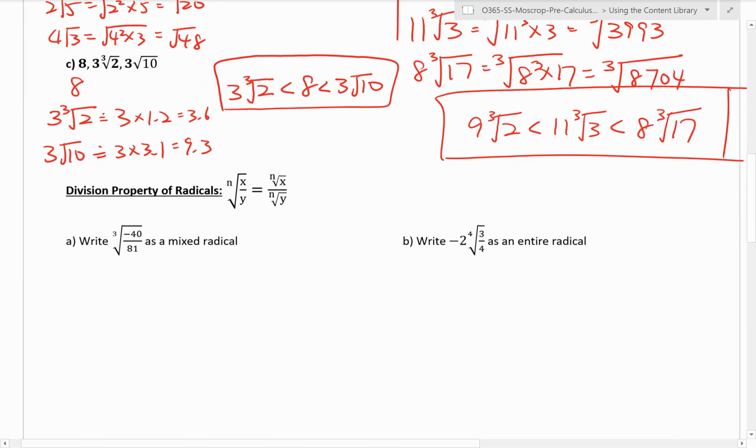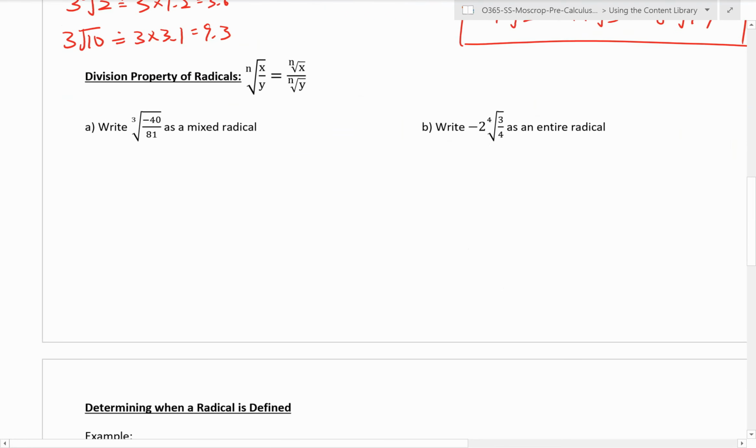Okay. All right, moving on, division property of radicals. We've seen this before already in the first unit. I didn't write this down, but I mentioned it verbally, okay? Let's take a look. Here we are writing the cube root of -40 over 81 as a mixed radical. So recall, it's a cube root, right? So you are looking for a factor of both 40 and 81 that's also a perfect cube.